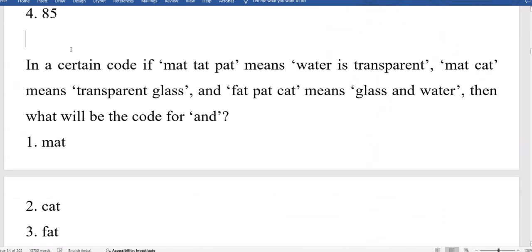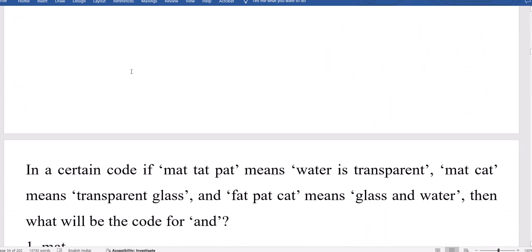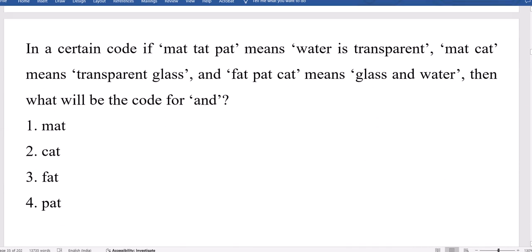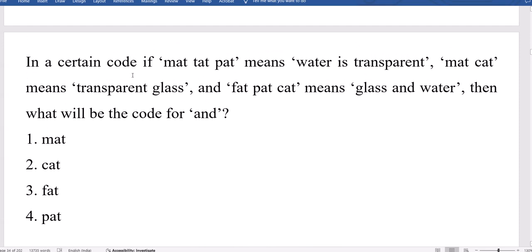And I believe this coding and decoding question you can handle better. What's the answer? 30 seconds time. What's the answer? Watch and give the answer fast. Answer? 4, 1, 2, 3, 4. 4. Okay.